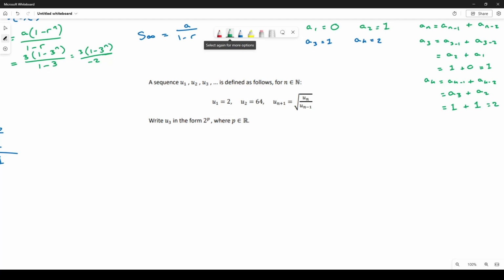But a sequence U1, U2, U3, etc., is defined as follows. For n being natural numbers, you can almost ignore that bit, but it just means that the numbers in the place of n have to be positive whole numbers. Any whole number above 0. And they're saying U1 is 2, so the first number in the list is 2. The second number in the list is 64. Un plus 1 is equal to this. So that is the formula for what to find next.